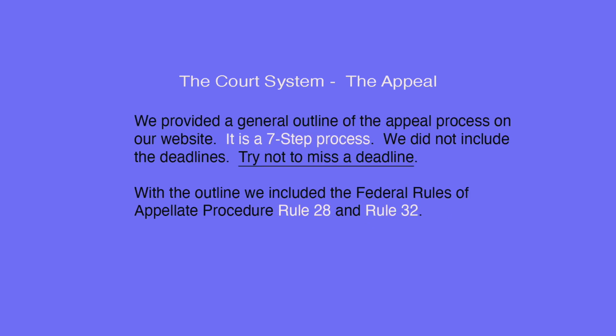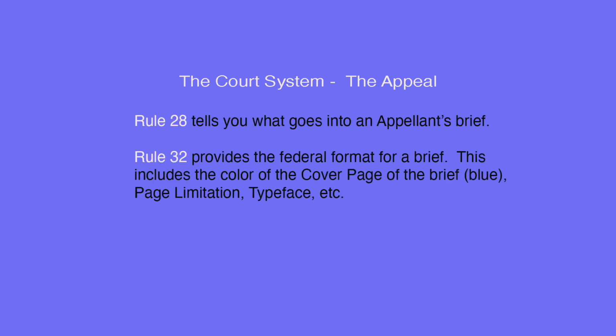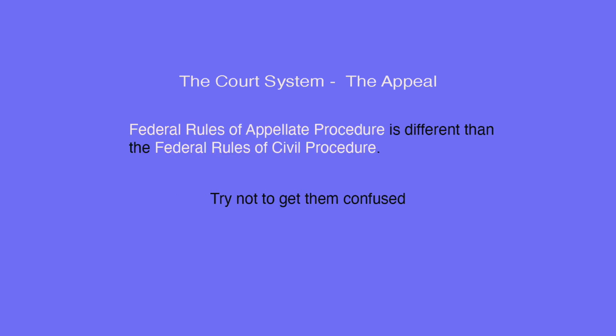We provide a general outline of the appeal process on our website. It is a 7-step process. We did not include the deadlines. Try not to miss a deadline. With the outline, we include the Federal Rules of Appellate Procedure, Rule 28, and Rule 32. Rule 28 tells you what goes into an appellate's brief. Rule 32 provides the federal format for a brief. This includes the color of the cover page of the brief, blue, page limitations, typeface, etc. Federal Rules of Appellate Procedure is different than the Federal Rules of Civil Procedure. Try not to get them confused.